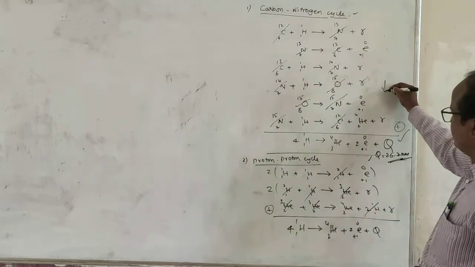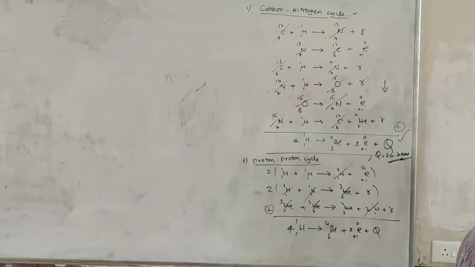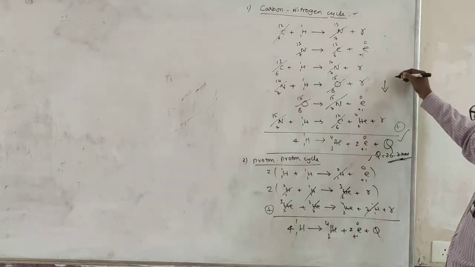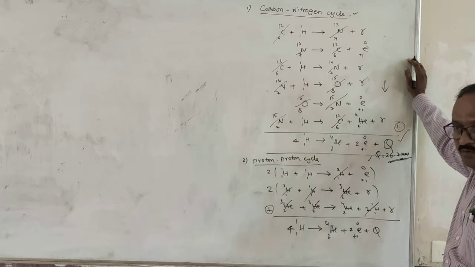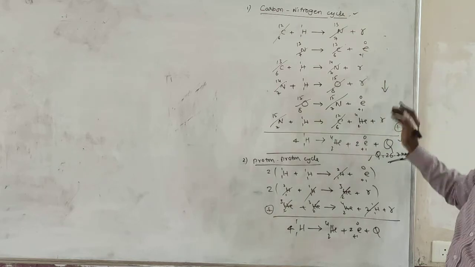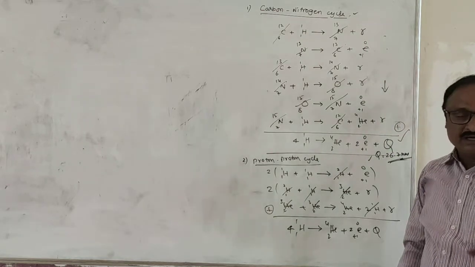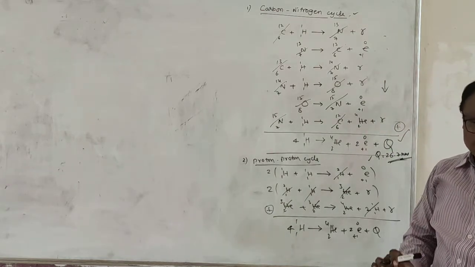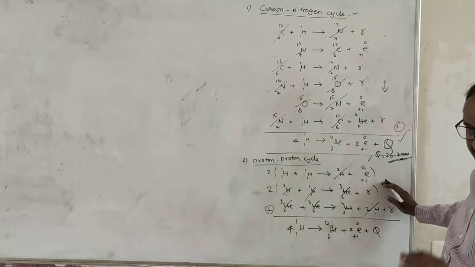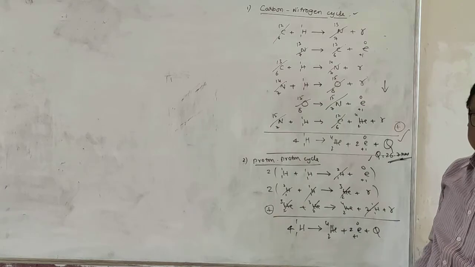So this is the concept about the carbon-nitrogen cycle and proton-proton cycle. Compulsorily, these two should be practiced many more times. These are very important from the IIT point of view. Explain the carbon-nitrogen cycle, proton-proton cycle for stellar energy. So these equations should compulsorily be written with diagrams. Okay, right.